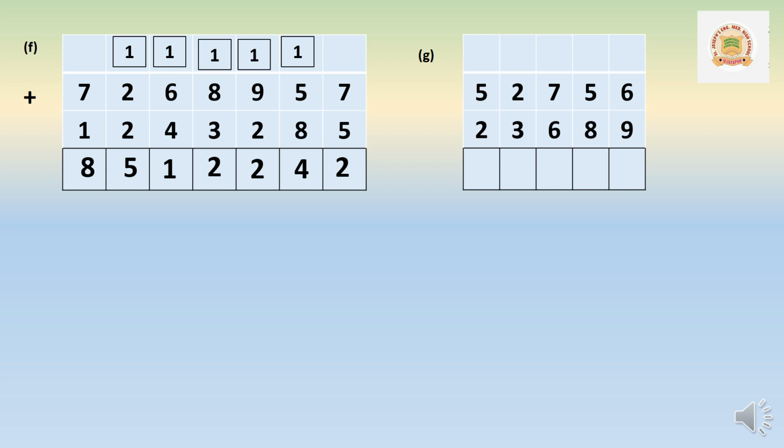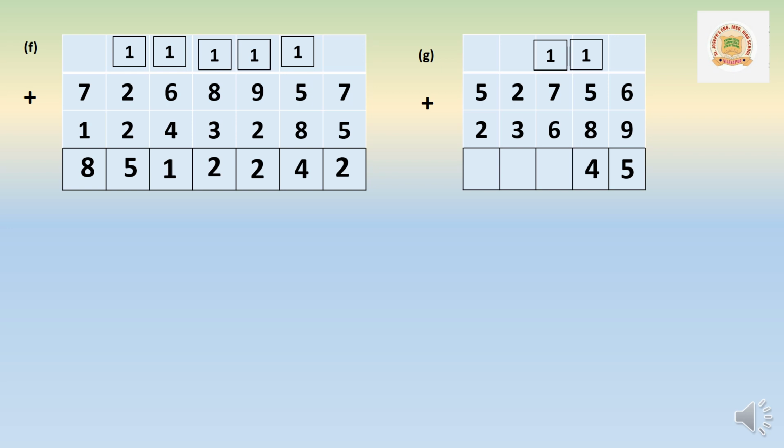52,756 plus 23,689. In the ones place we are having 6 and 9. When we add 6 plus 9, it will become 15. So carry is 1. Now add the tens place number. 1 plus 5 is 6. 6 plus 8 is 14. 4 will be down, 1 will be carried.